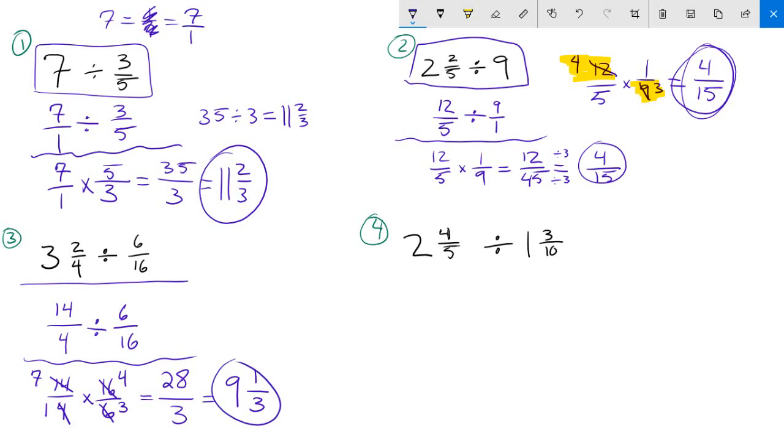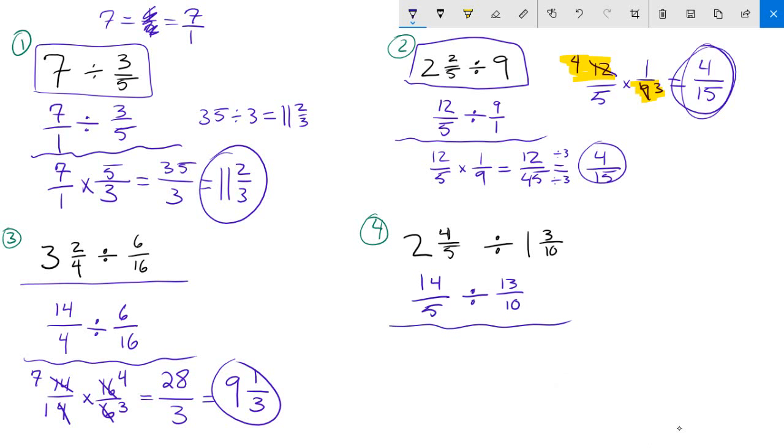2 4/5 divided by 1 3/10. So this one is a mixed number divided by a mixed number. So I need to turn them both into improper fractions. So 2 4/5 will be 14/5 divided by 1 3/10, which will be 13/10. Then I'm going to rewrite the equation under it using our algorithm.